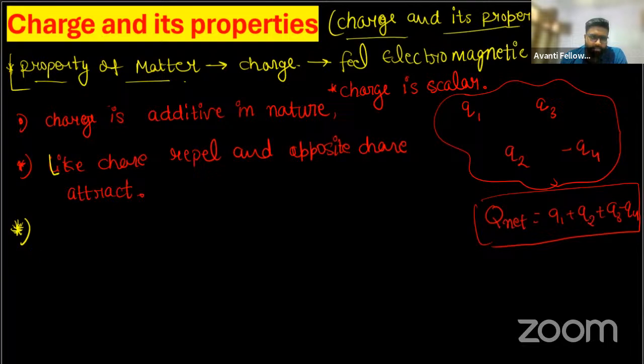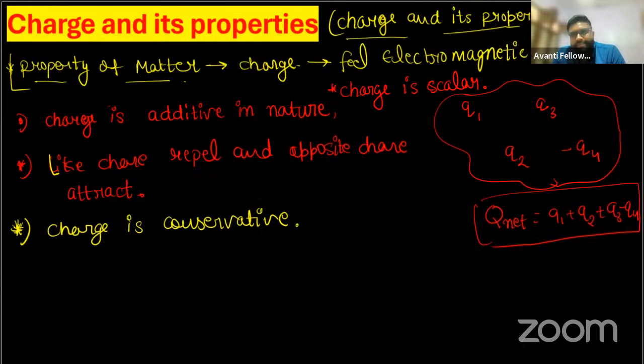Got it? Now, the third point you can take is that charge is conservative. Charge is conservative. Means we cannot create the charge and we cannot destroy the charge. So only the transfer of charge is possible. Okay? Transfer only.